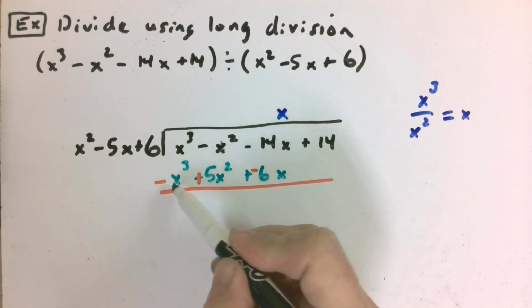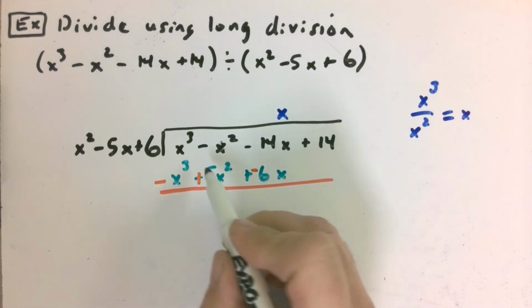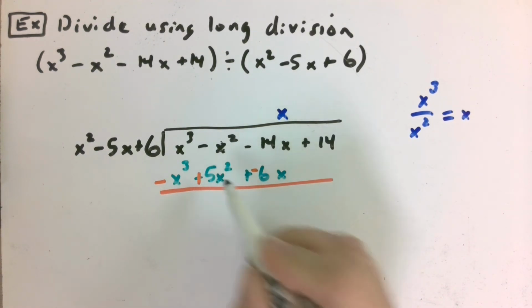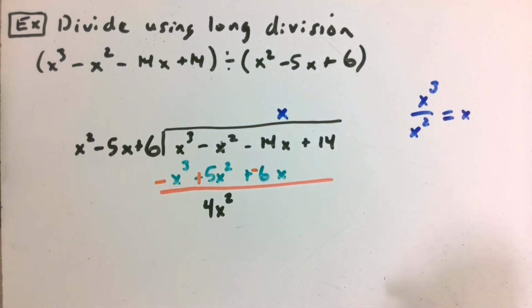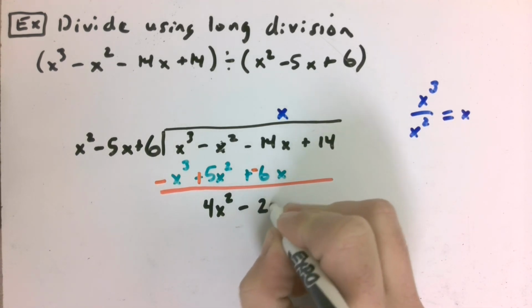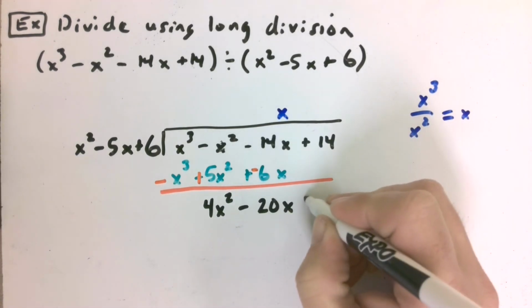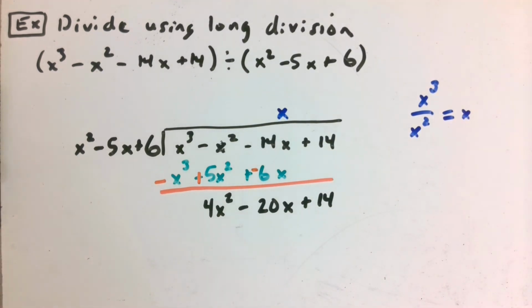So x to the third minus x to the third, those cancel out. In the next column, I have a negative x squared plus 5x squared. That would give me a positive 4x squared. The next column is a negative 14x minus 6x. That's a minus 20x. And then on the end, we have that 14 with nothing underneath it, so I can bring that straight down.